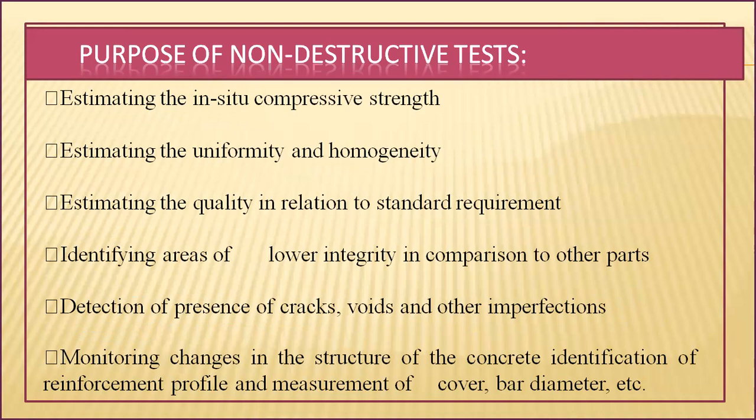Coming to the major purpose: to estimate the in situ compressive strength, to estimate the uniformity and homogeneity, to estimate the quality in relation to standard requirements, and to identify areas of lower integrity in comparison to the other parts. So normally we will be realizing dual combined objects in manufacturing. Normally we call these composite materials in our mechanical language. So particularly identifying the areas of lower integrity, compared from one part to the other part, what are the properties that are deviating? We can clearly examine it.